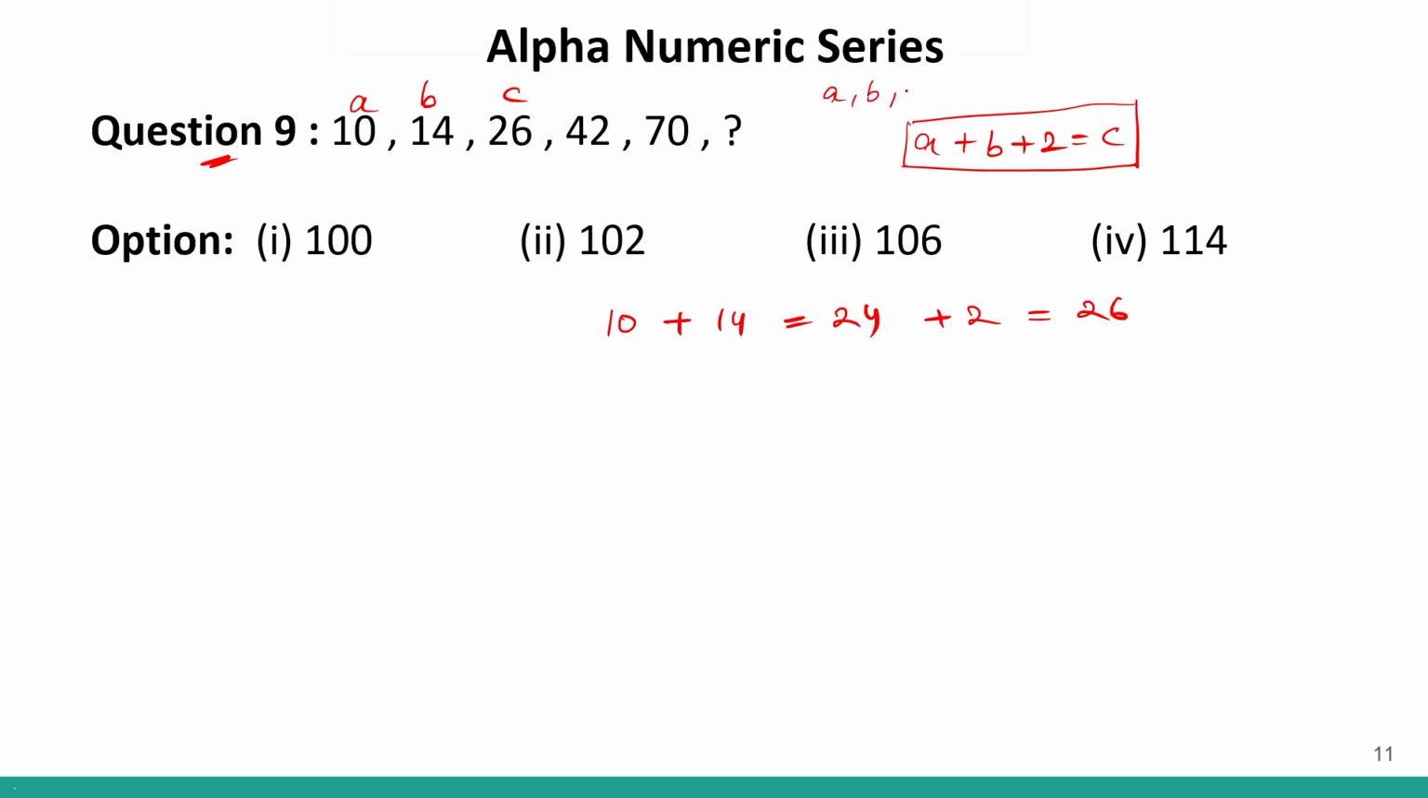A, B, C are 3 consecutive terms. Okay? A, B, C are 3 consecutive terms. So now moving forward to the next one.